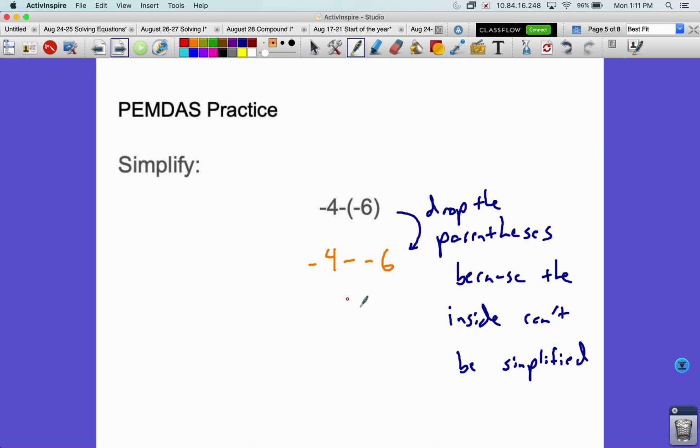All right, now here's another trick. Whenever I see minus a negative, I'm going to replace that with a positive. So minus a negative can become a positive. So I've got -4 minus a -6. This becomes -4 plus 6. All right, and now that I've dropped these parentheses and done this trick with the minus the negatives, now I can do one of the very last things in PEMDAS, which is to do the addition. The -4 plus the 6 come together to become a +2.